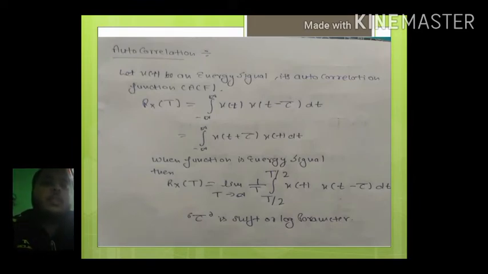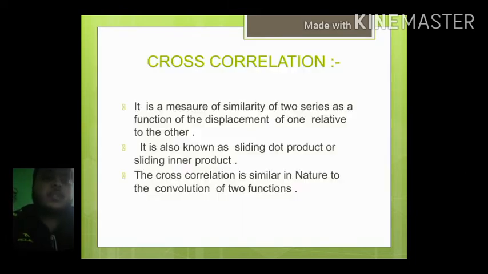Let x(t) be an energy signal. Its autocorrelation function ACF Rx(tau) is equal to the integration from minus infinity to plus infinity of x(t) x(t minus tau) dt, which is equal to the integration from minus infinity to plus infinity of x(t plus tau) x(t) dt. When the function is a power signal, then Rx(tau) is equal to the limit T tends to infinity of 1 upon T times the integration from minus T upon 2 to plus T upon 2 of x(t) x(t minus tau) dt. Here tau is the shift or lag parameter.